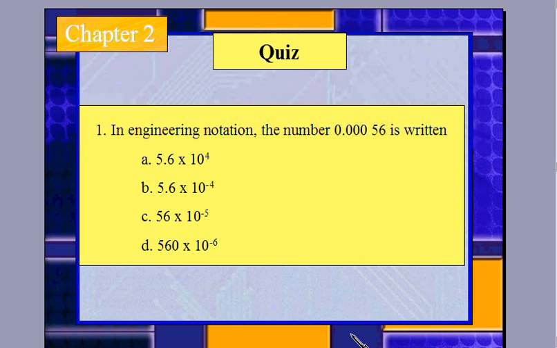Here's the quiz. 1. In engineering notation, the number 0.00056 is written as A, 5.6 times 10 to the 4th, B, 5.6 times 10 to the minus 4th, C, 56 times 10 to the minus 5, and D, 560 times 10 to the minus 6. The key here is engineering notation, so you're looking for a power that is a multiple of 3.